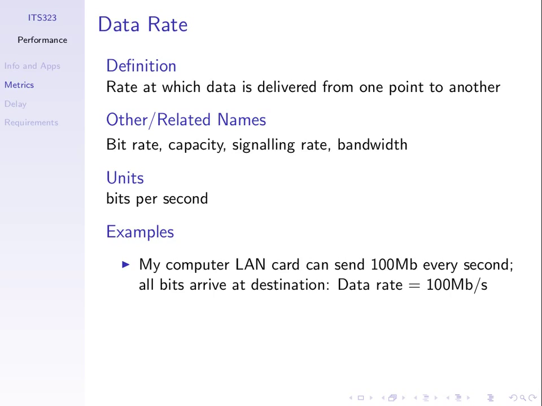Can anyone remember or know the data rate if I send wirelessly from my laptop to the access point on the wall? Or want to have a guess? Maybe check on your phone, it may even tell you the data rate when you connect to a Wi-Fi access point. Anyone know the typical values? How fast can I send to that access point on the wall? What's the data rate?